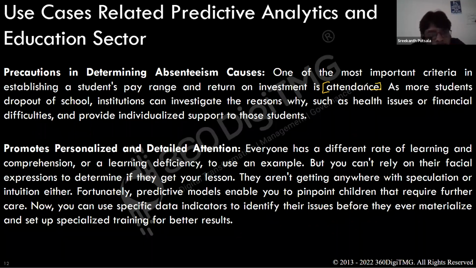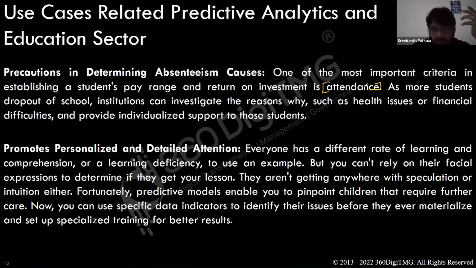As more students drop out of school, institutions can investigate the reasons why. Usually we see this mostly in government sectors. We recently worked on a project on dropouts from government schools, on why people are dropping out. Yearly, what is the dropout rate that we have? We tried to create a model to estimate these dropouts and analyze the data. That could be a very good use case to work on educational data.